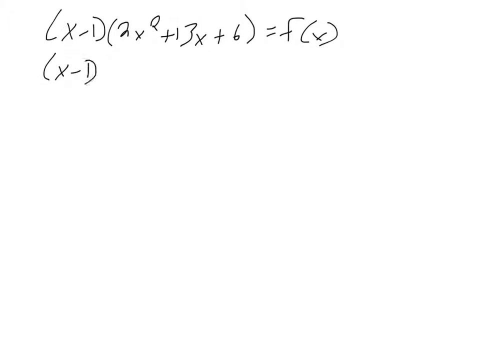So we have x minus 1 times, what was it? It was 2x squared plus 13x plus 6. So that's what I factored f of x out into. And so now I'm going to go ahead and try to factor the 2x squared plus 13x plus 6 part. I'll just go ahead and use a little fishbowl for that.